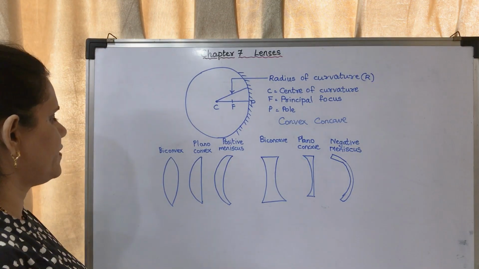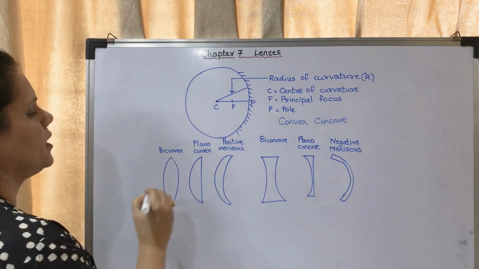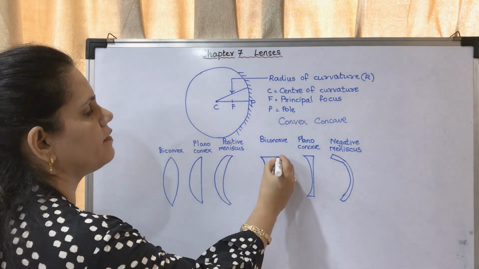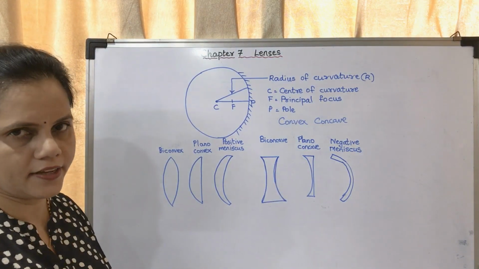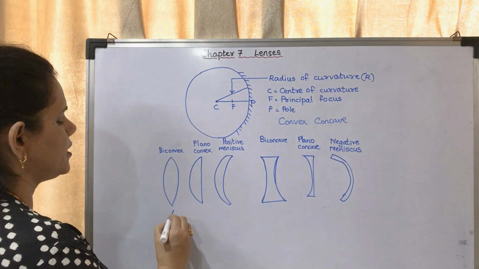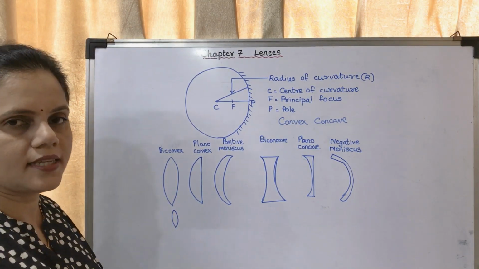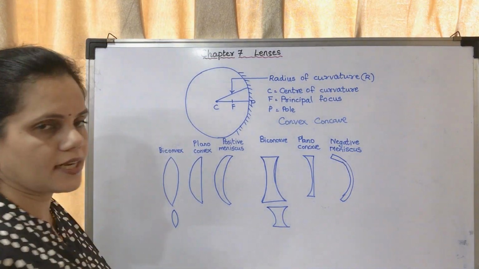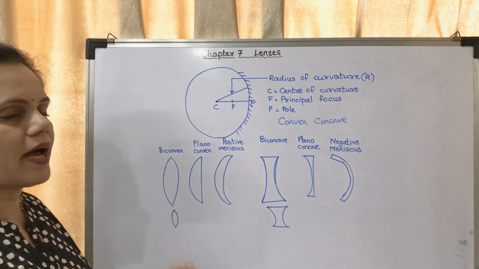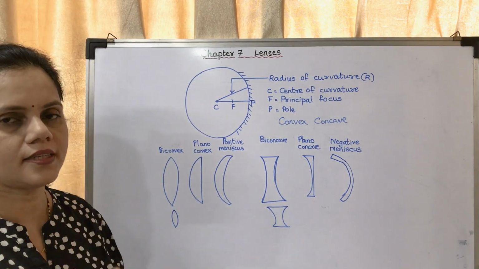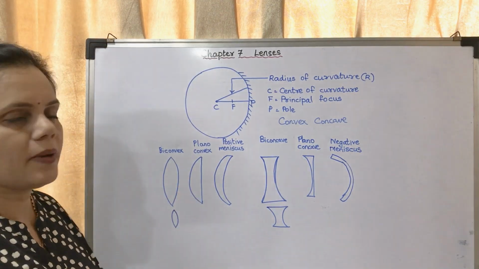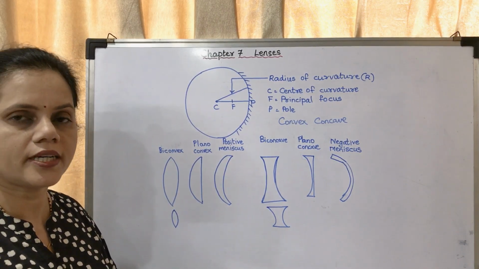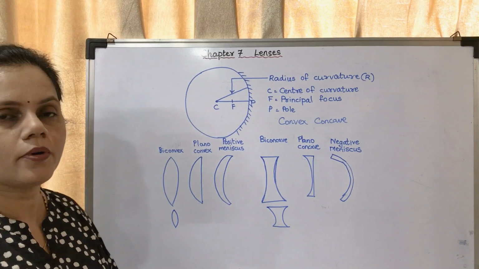If the two surfaces are bulged outwards, then it is said to be convex. If the surfaces are bulged inwards, then it is said to be concave. I repeat, if the surfaces are bulged outwards, then it is convex. If the surfaces are bulged inwards, then it is concave. Now this is biconvex because both the surfaces are bulged. This is plano-convex because one surface is plane and the other surface is convex.